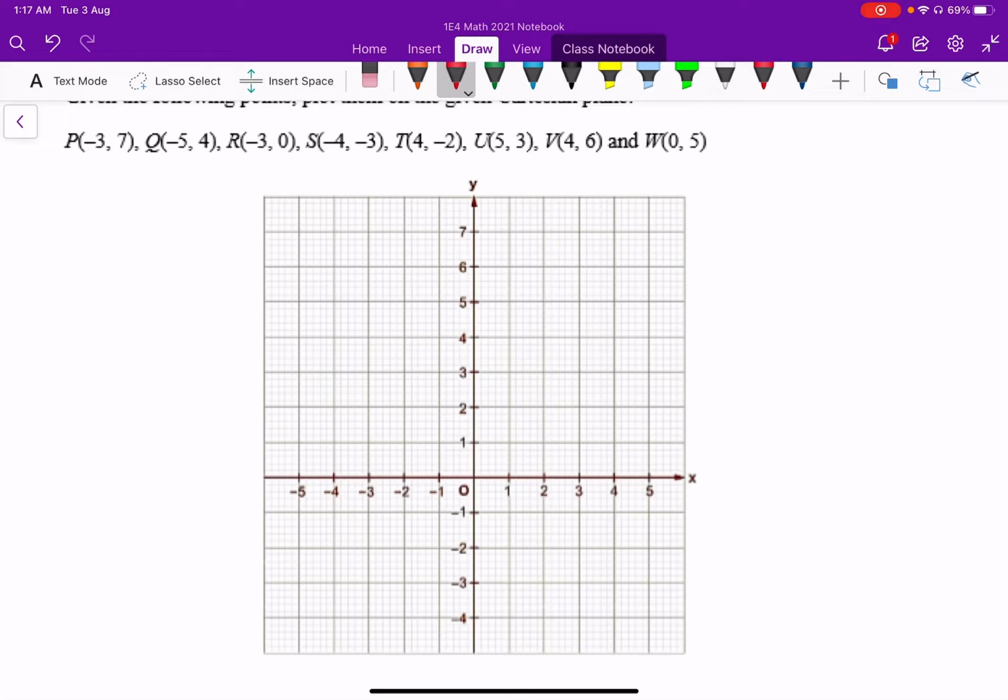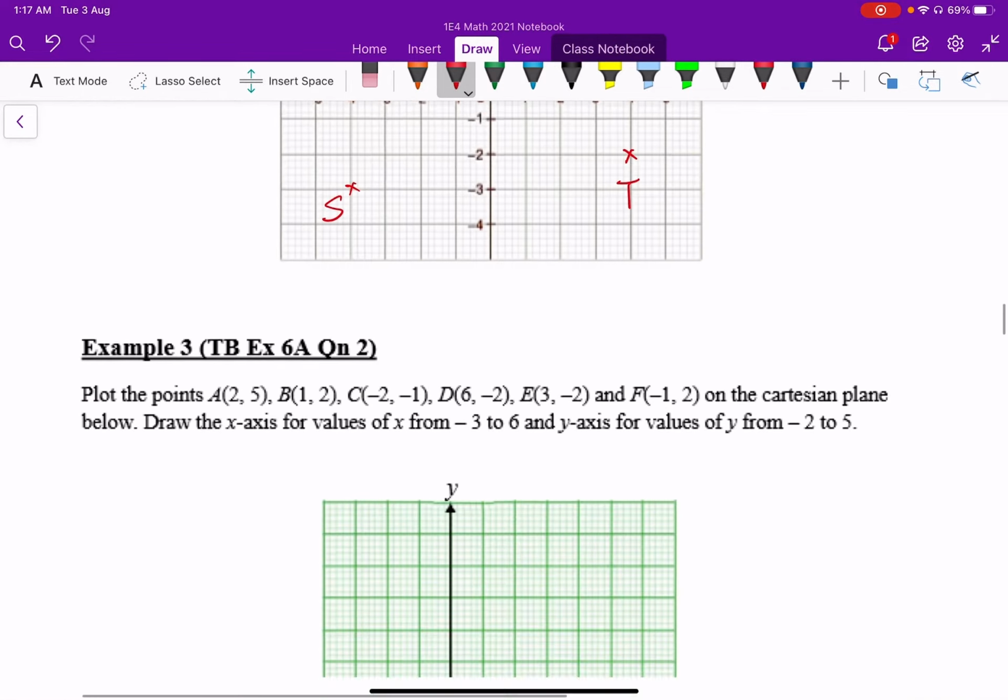Okay, first point P is right here. Second point Q is right here. R is right here. S, T, U, V, W. I hope all of you got it correct. Alright, I'm going to move on to the second one.